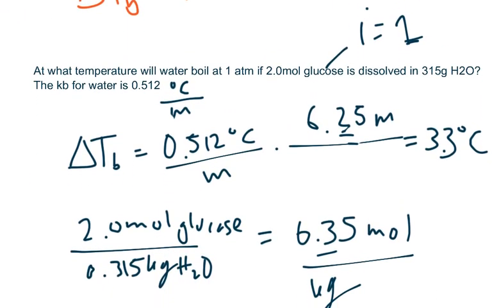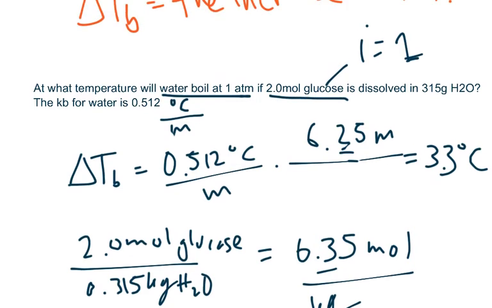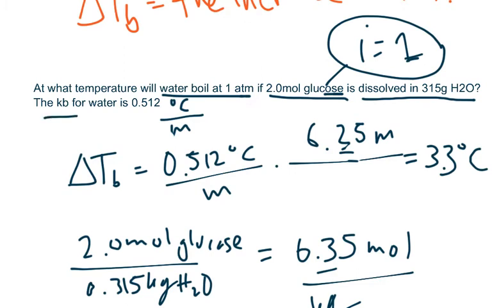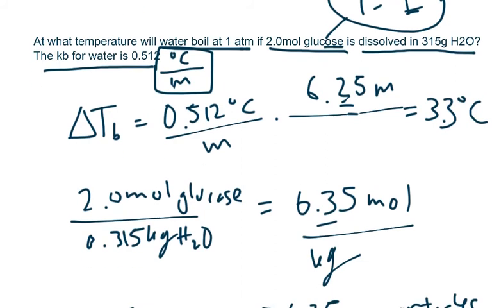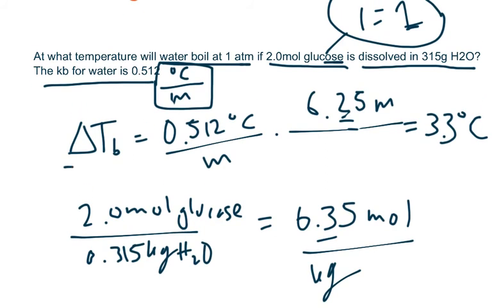At what temperature will water boil at 1 atm if 2 moles of glucose, which is a sugar, because of the OH groups, and it has an i value of 1 because of that, is dissolved in 315 grams of water? The Kb for water is 0.512 degrees Celsius per molality. So we simply have to use the equation. So ΔTb is equal to Kb times the molality.